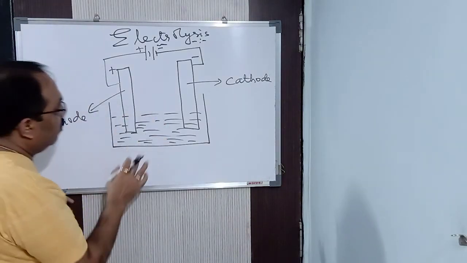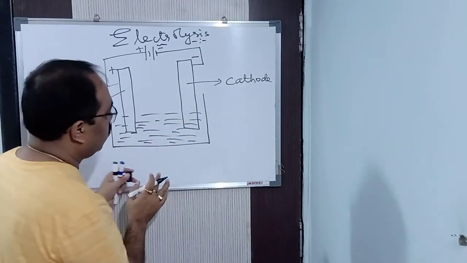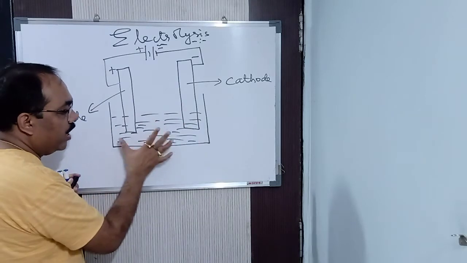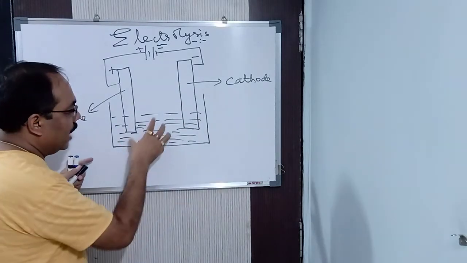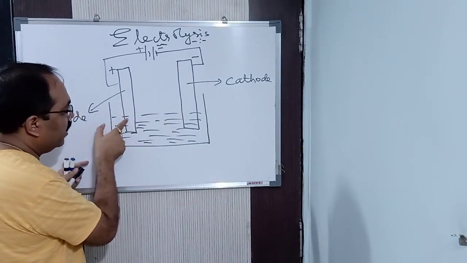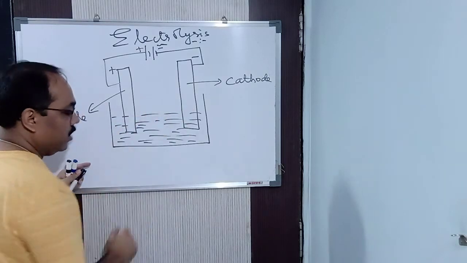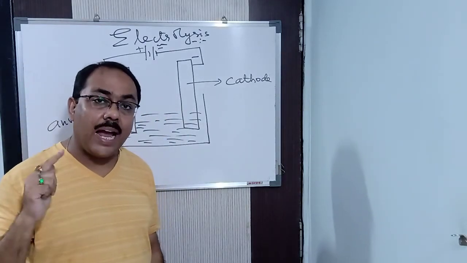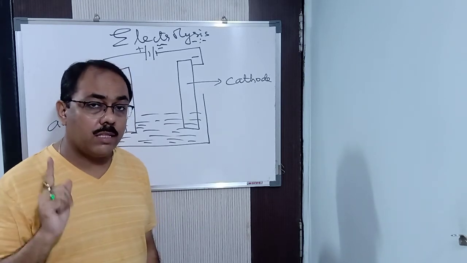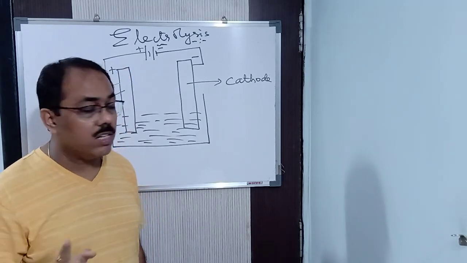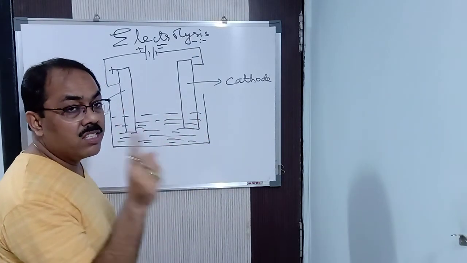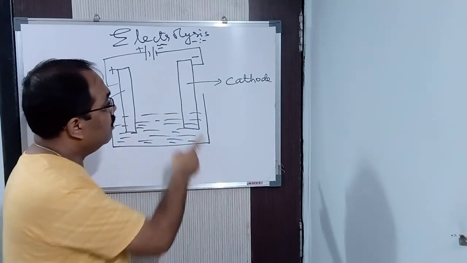So, what you got is that when you pass electric current through it, the electrolyte will dissociate into its ions, and these ions will go to the respective electrodes. Either it will go to the anode or it will go to the cathode. Metallic ions and hydrogen ions, remember it, which are positively charged ions, will go to the cathode.